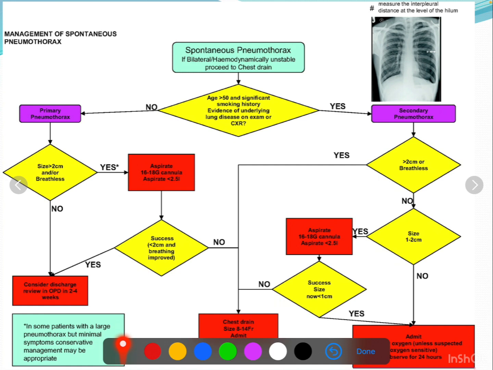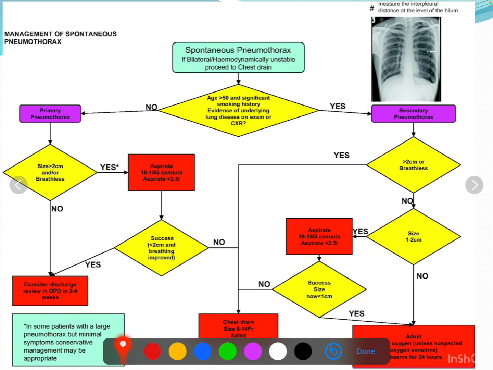If it is primary pneumothorax, then we should see the size of the pneumothorax. If the size is more than 2 centimeter and the patient is breathless, then we should aspirate with a 16 to 18 gauge cannula, and we should aspirate less than 2.5 liter. If this is successful, the size is less than 2 centimeter and breathing is improved, or the size is not more than 2 centimeter and the patient is not breathless, then we should consider discharge, and we will tell the patient to review within 2 to 4 weeks. If these things are not there and it is not improving, then we will go in this flow chart.